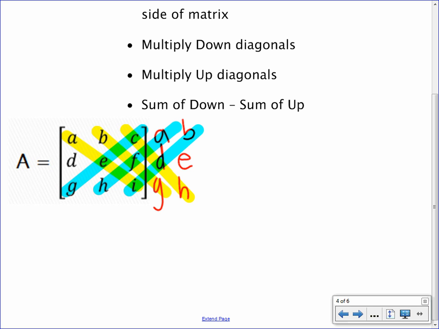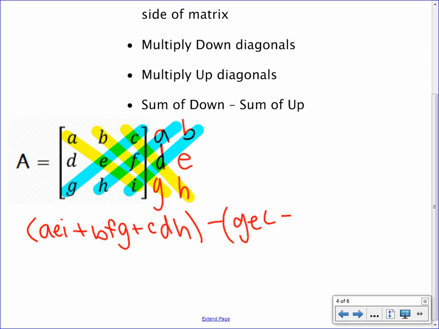So you should do all of it for the other sides. Right, you go until you run out of a diagonal. Since this is a 3 by 3, we have 3 numbers we're multiplying in a diagonal. Okay? So we're going to add the 3 yellow ones, minus, we're going to add the blue ones.